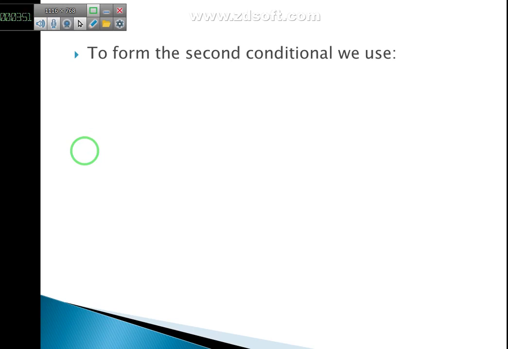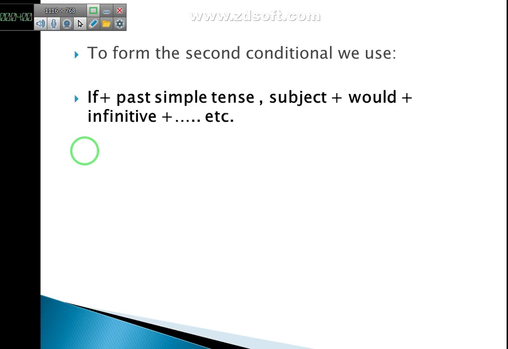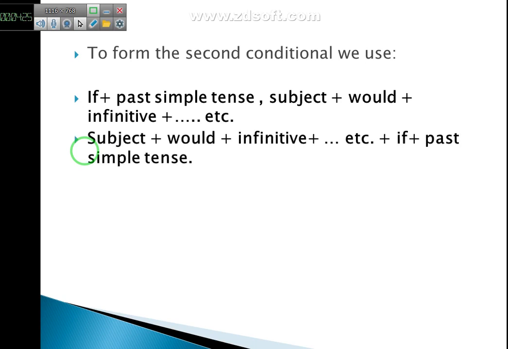Okay, the rule of the conditional sentence, the form to form the second conditional, we use if first, and past simple tense. The if condition should be past simple plus subject plus would plus infinitive. What does infinitive mean? Infinitive means the main verb without ed, without ing, base form. Or we can change the order, which is subject plus would plus infinitive, then if plus past simple tense.